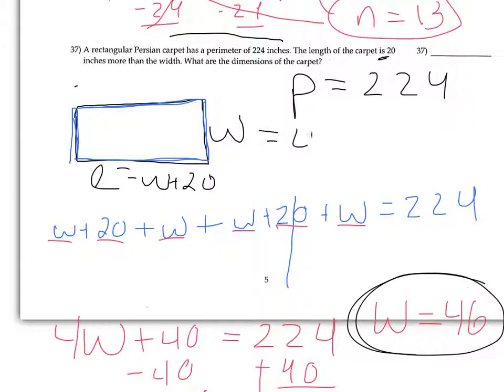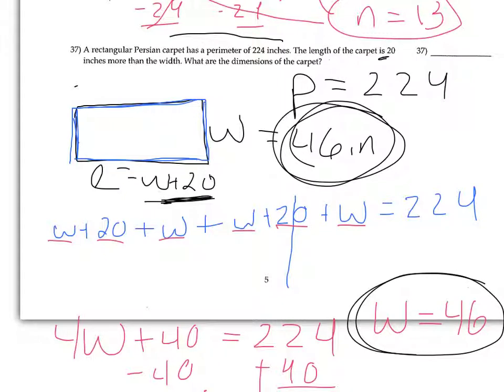So this is 46 inches. Now the length is 20 more than the width. So when we plug the 46 in for W, that is going to give us 66 inches. So the length, 66 inches, the width, 46 inches.